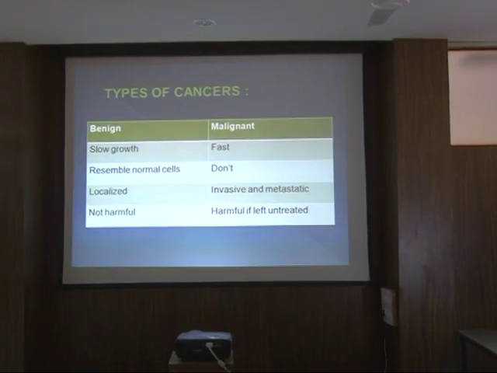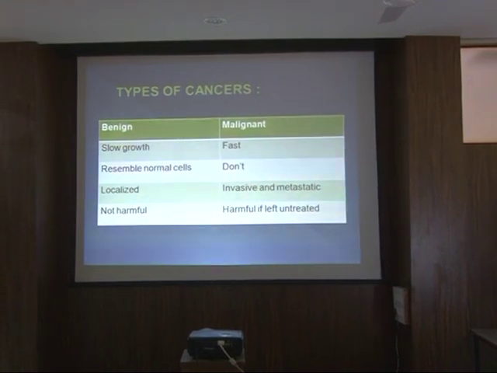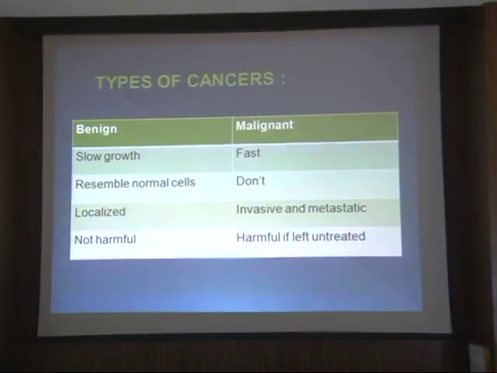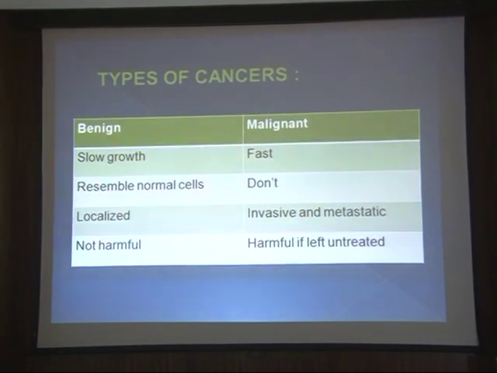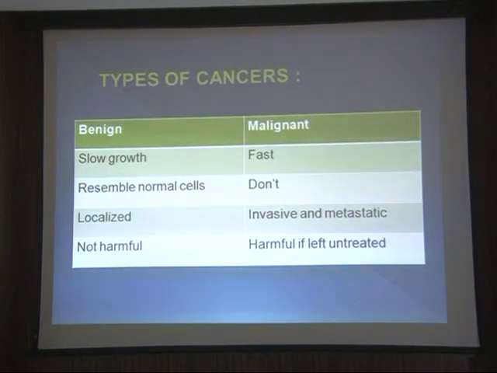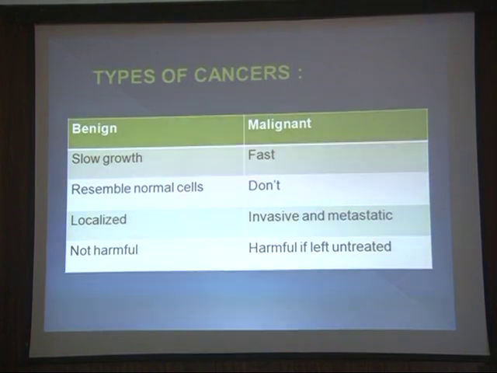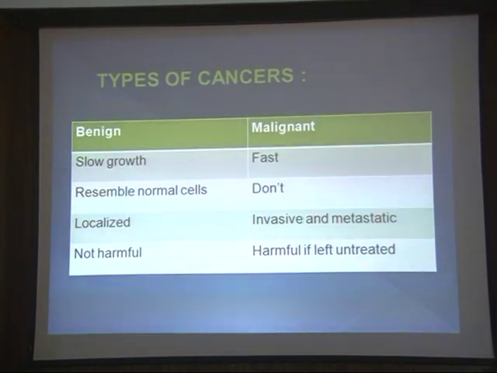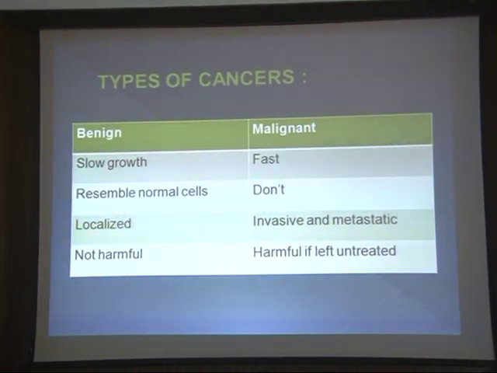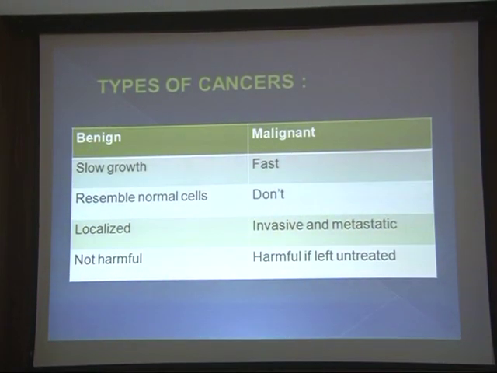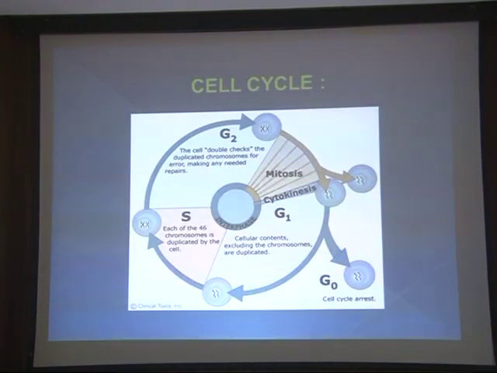There are two basic types of cancers. One is benign and other is malignant. All these are the prerequisites to know what are the drugs for the treatment of cancer. Benign cancers have slow growth, while malignant have fast. Benign resemble normal cells, while malignant do not. Benign tumors are localized, while malignant tumors are invasive and metastatic. Benign tumors are not that harmful, but malignant tumors are harmful if left untreated, and they might cause the death of the person.